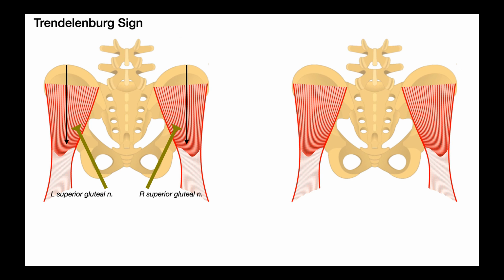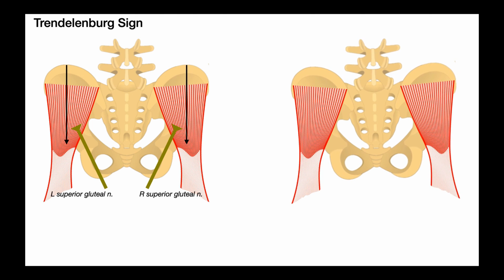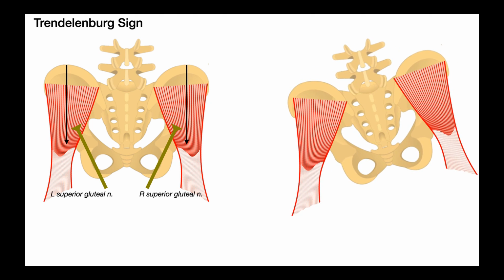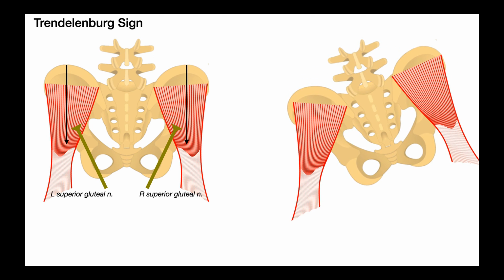Again, let's just end by taking one more look at this animation. And hopefully after this, you understand why we see a Trendelenburg sign when we have gluteus medius weakness or a lesion of that superior gluteal nerve.